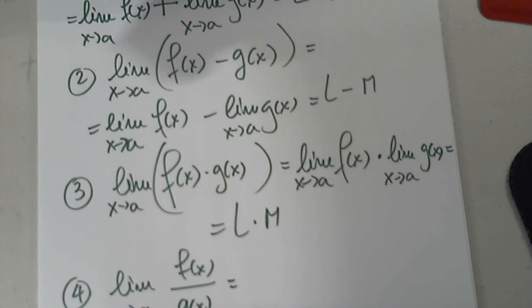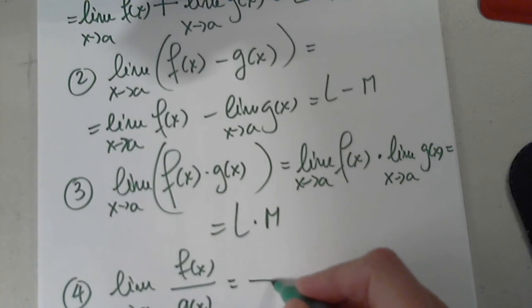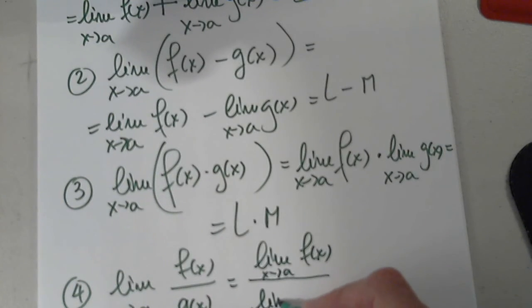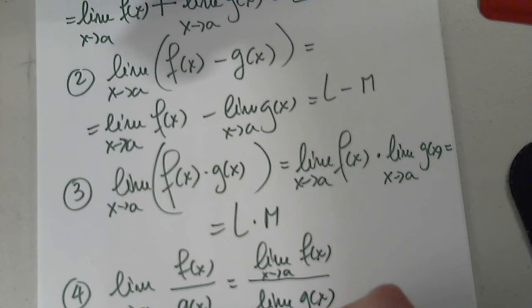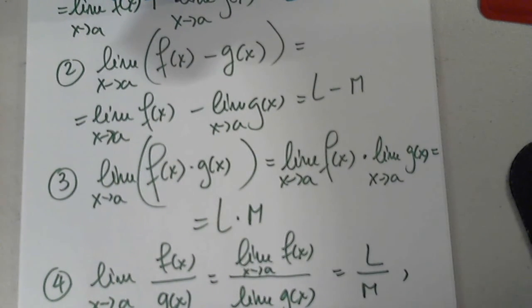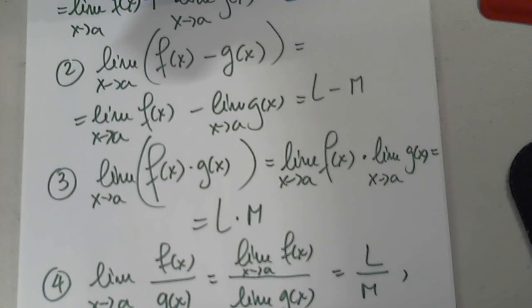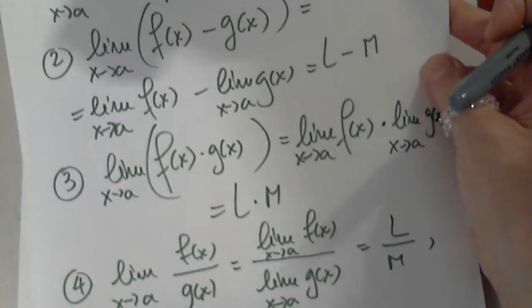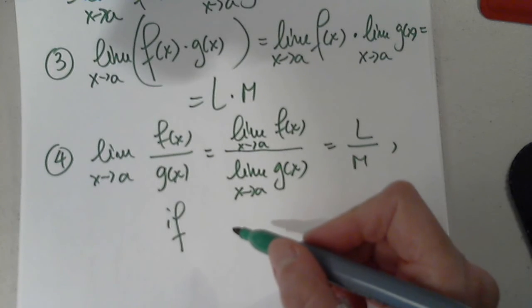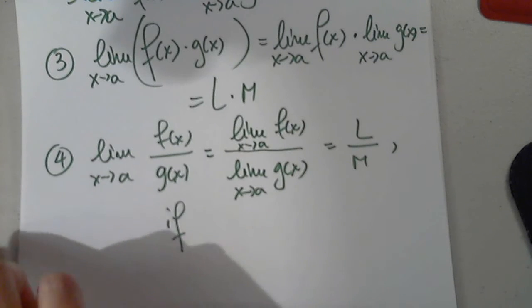L over M. So indeed, we have the limit of f of x as x approaches a, over the limit of g of x as x approaches a, and this is indeed L divided by M, but this one comes with an if. I didn't have an if on the previous ones, but this one comes with an if. Can anyone give us the if?